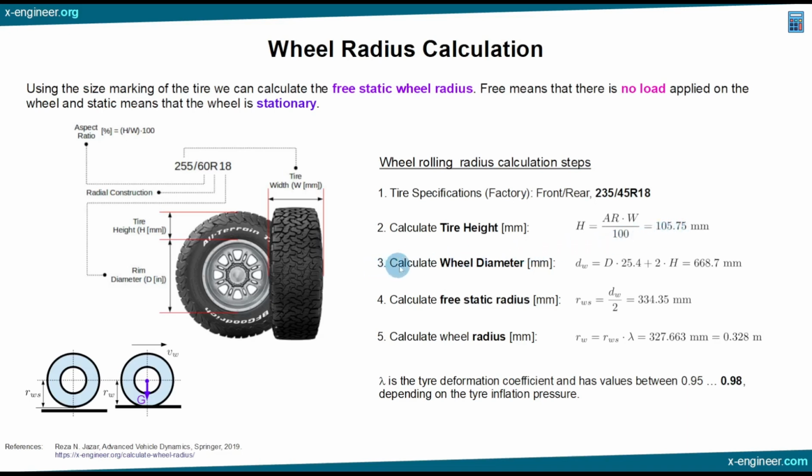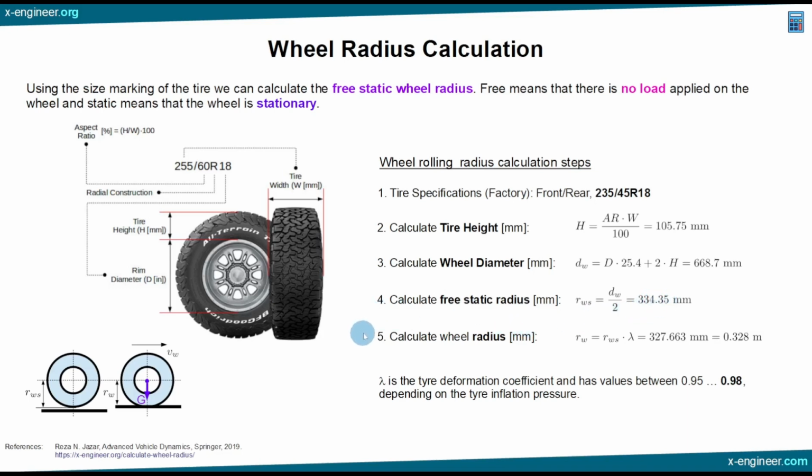Next step is to calculate the wheel diameter. To calculate the wheel diameter, we need to know the diameter of the rim and the tire height. The wheel diameter is the rim diameter in inches times 25.4 plus 2 times the height of the tire, which gives 668.7 millimeters. The free static radius, RWS, is the diameter of the tire divided by 2, which gives 334.35 millimeters.